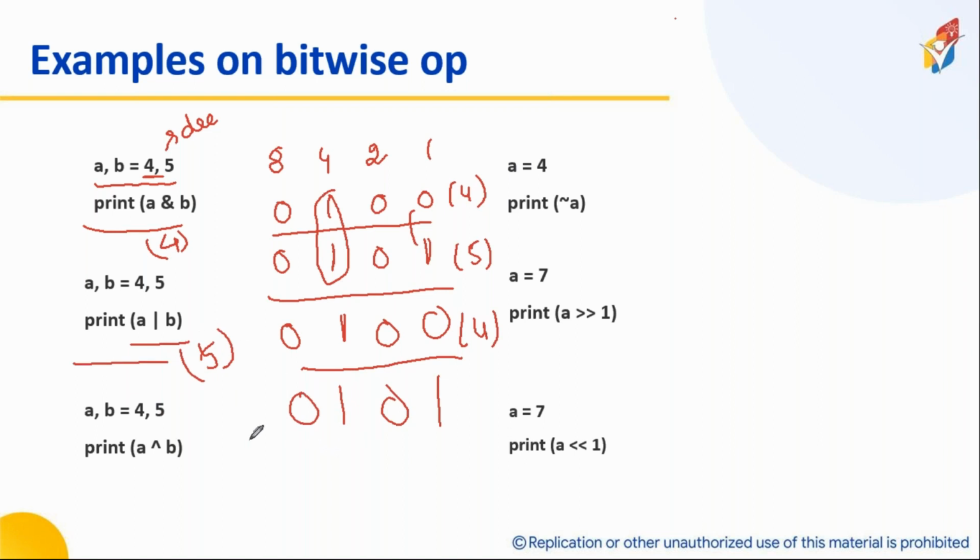Now, can you please tell me the XOR operation between them? These two are zeros, so the answer is 0. These two are ones, the answer is 0. These two are zeros, the answer is 0. These two are different, so the answer is 1 here. XOR operation between 4 comma 5 is equal to 1. I hope it is clear, Andy.